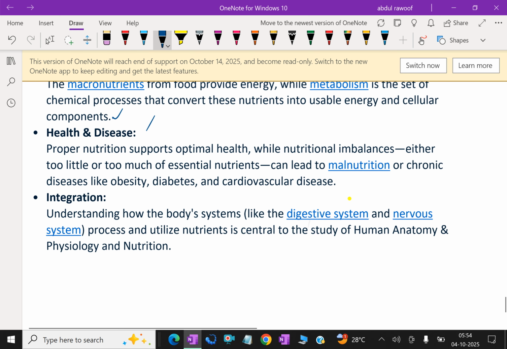Health and disease. Proper nutrition supports optimal health, while nutritional imbalance, either too little or too much of essential nutrients, can lead to malnutrition or chronic diseases like obesity, diabetes, and cardiovascular disease. Integration: understanding how the body's systems, like the digestive system and nervous system, process and utilize nutrients is central to the study of human anatomy and physiology and nutrition.